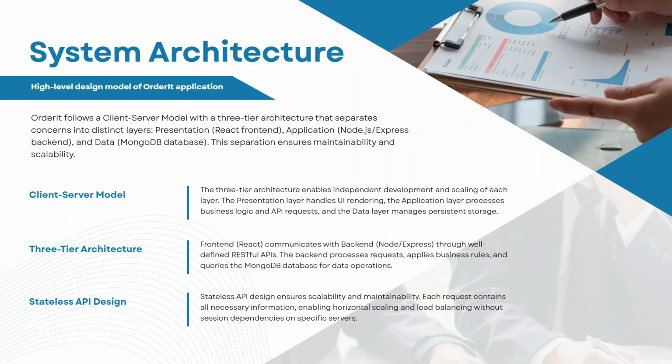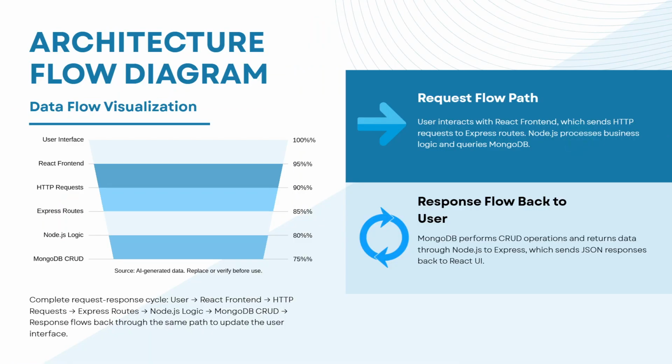The third layer is the database, obviously MongoDB, which stores all the application data such as users, restaurants, orders, and menu items. This separation of layers makes the application more scalable, maintainable, and organized. The architecture flow diagram is provided here. We can see the data flow visualization and how the request and response are done in the project.